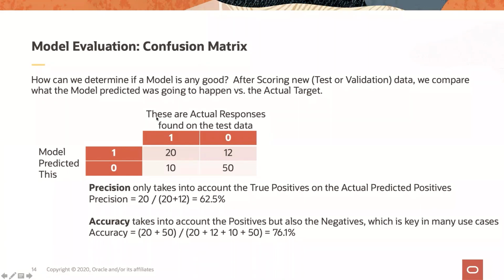So what this means is these were the actual responses found on the test data. I had 30 responders here, yes or one, and I had 62 no's, with zeros. Now, this is what my model predicted, right? My model predicted 32 in total as yes, but only 20 were correct. These 12 here were wrong. My model was predicting that it was yes, but this was no, okay?